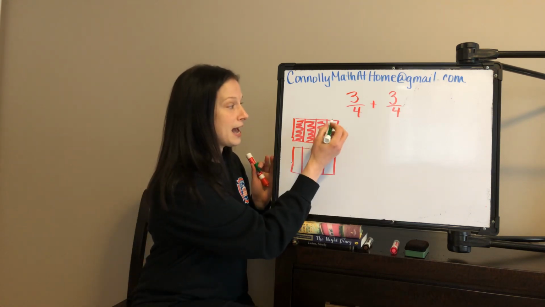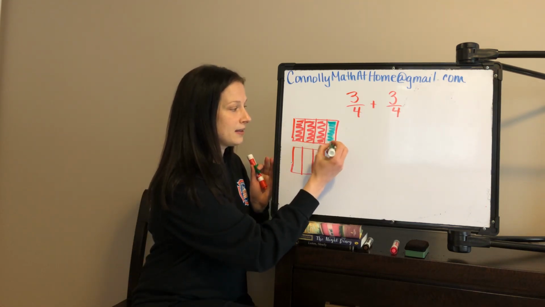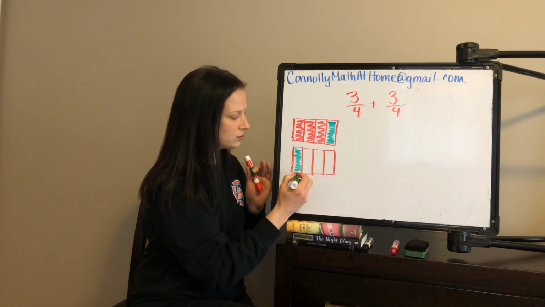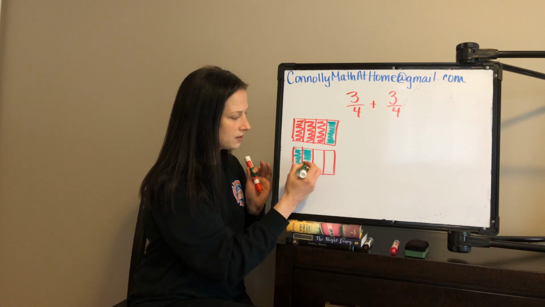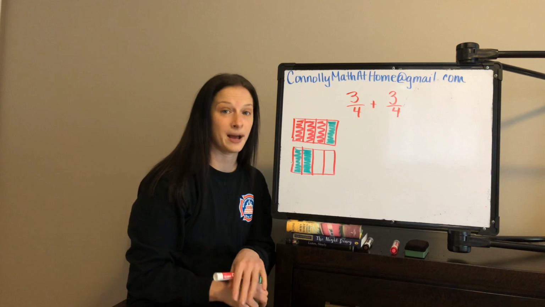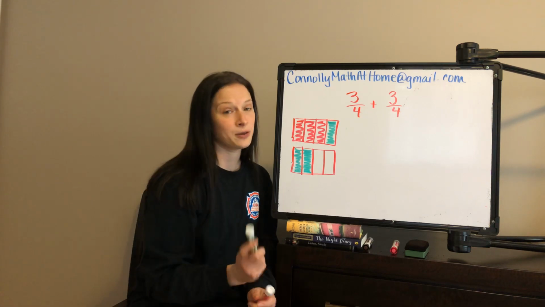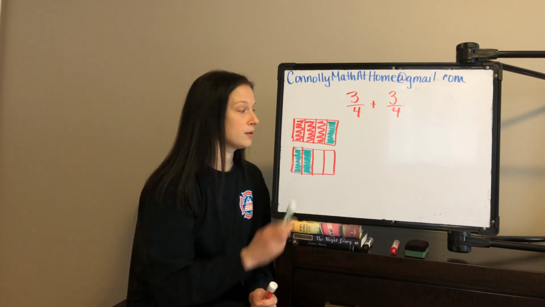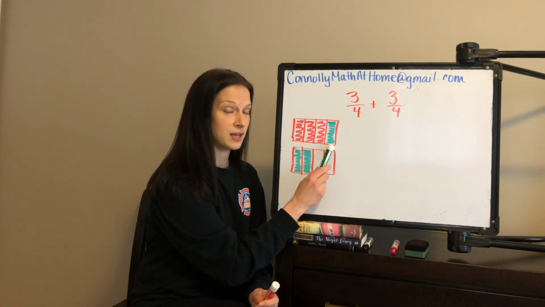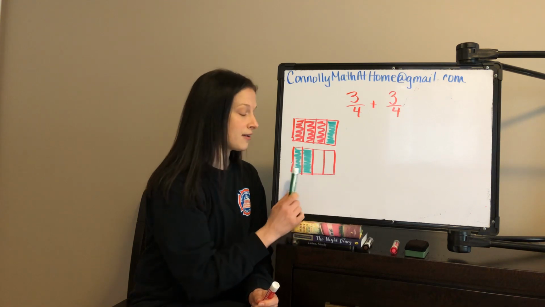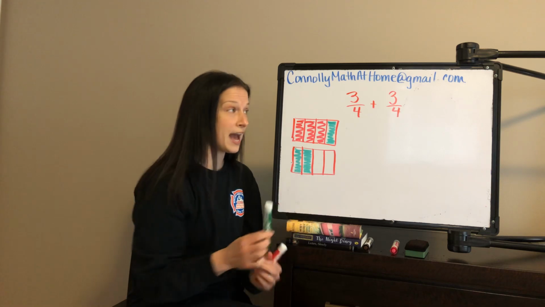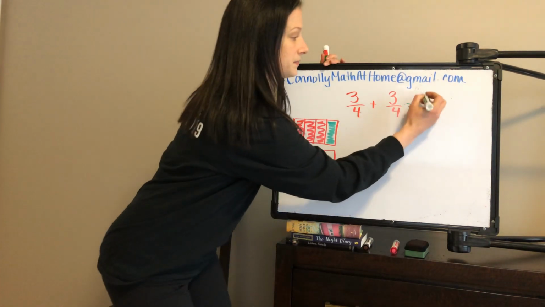Now I'm going to add my 3/4 in green. Okay, so I'm going to add a 1/4 there, 1/4, 2/4, 3/4. So what happened? Let's count the total number of 4ths that we're working with. 1/4, 2/4, 3/4, 4/4. We're still adding 4ths. 5/4, 6/4. So we have 6/4.